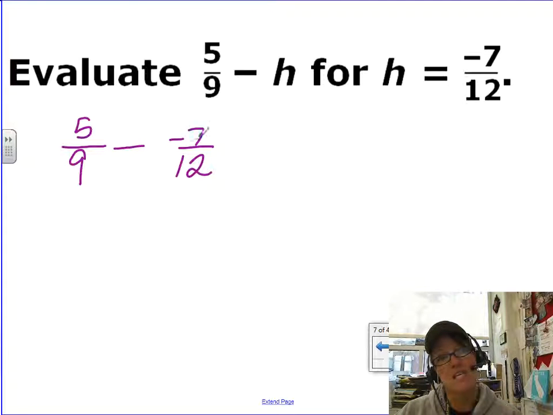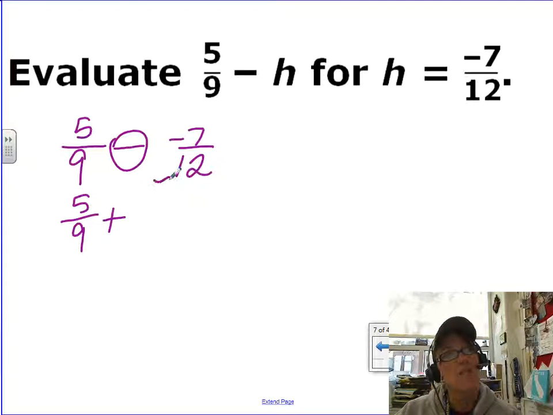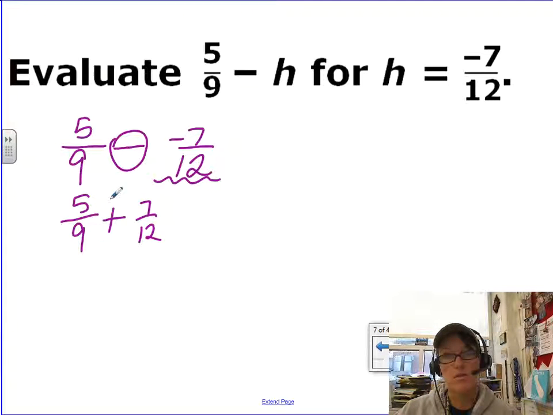I'm subtracting a negative. Subtraction always means the same as adding the opposite. So keep, change it, switch it. So negative 7/12 will become positive 7/12. Okay, that looks better. However, I don't have a common denominator yet.